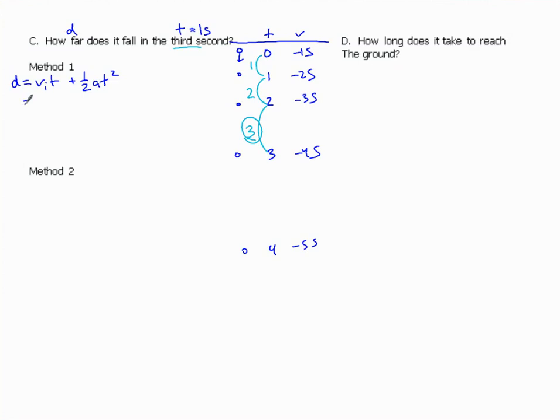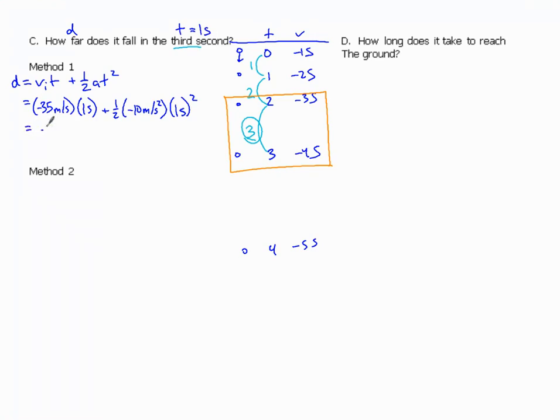We're going to go ahead and fill in our numbers here. The initial velocity for the 3rd second, not from previous examples, initial velocity from the 3rd second. Remember, we're just looking at this interval here. The initial velocity is negative 35 meters per second. The time interval is 1 second plus 1/2. Acceleration of gravity is negative 10 meters per second squared. And the time squared is 1 second squared.